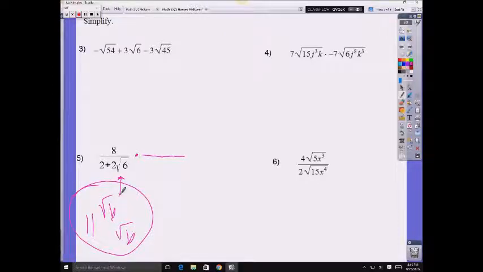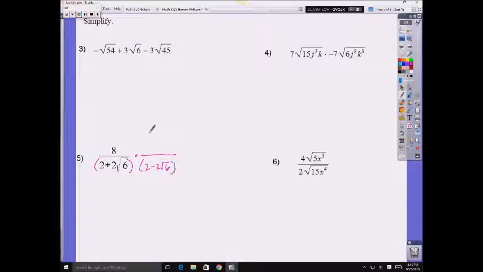You've got 2 different units. I'm measuring in 1s and I'm measuring in square roots of 6. So because those are 2 different units, you cannot add them together. And the only way to undo a radical when you have 2 different units is you've got to multiply it by its conjugate. So you've got to times this by 2 minus 2 square roots of 6, times the top by 2 minus 2 square roots of 6, and here is what happens.